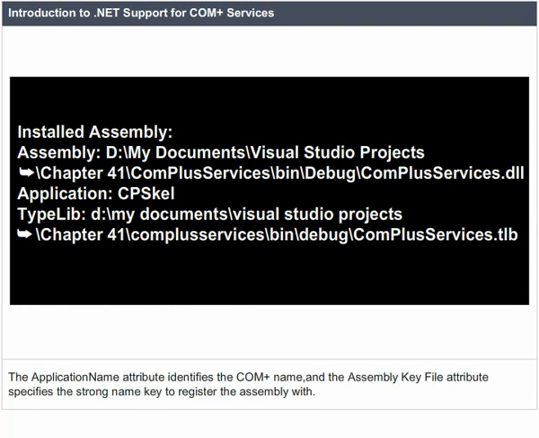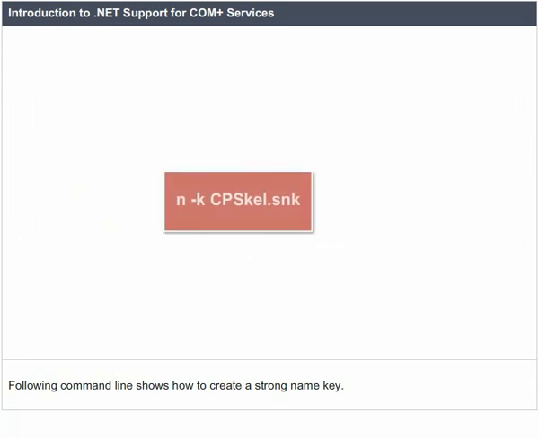The ApplicationName attribute identifies the COM+ name, and the AssemblyKeyFile attribute specifies the strong name key to register the assembly with. The following command line shows how to create a strong name key.